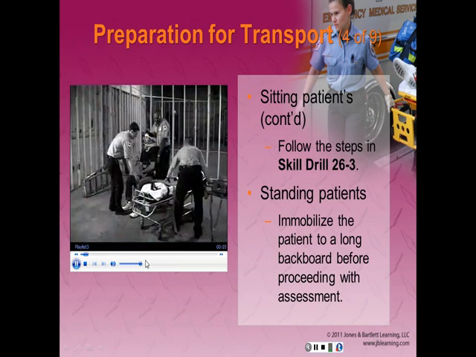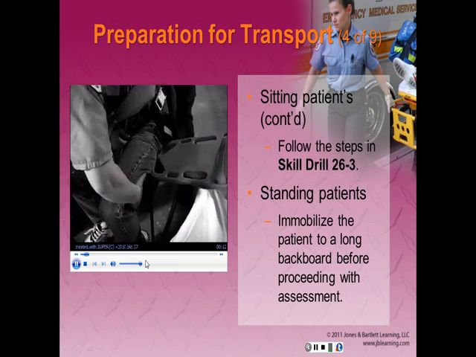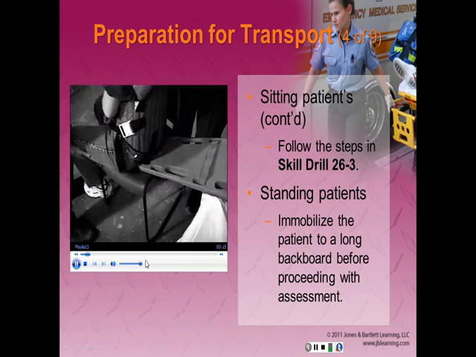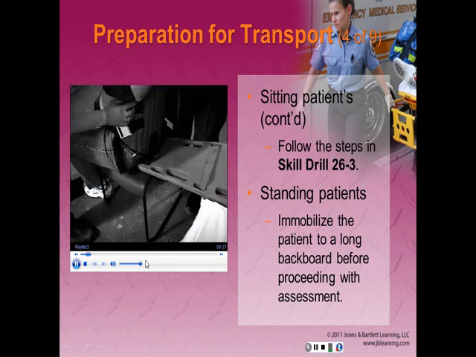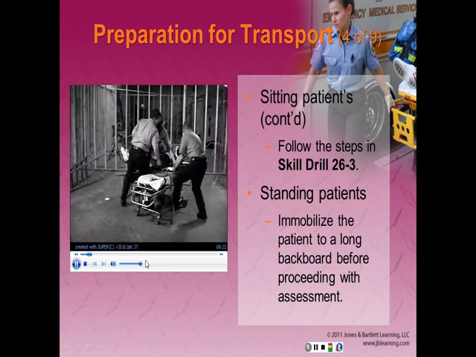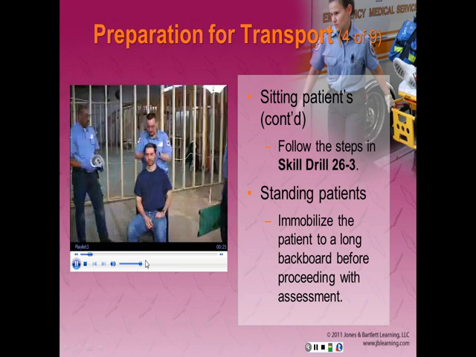Improper handling and treatment of a spinal cord injury may result in paralysis. It is therefore important to exercise extreme caution when handling a patient with a spinal cord injury. If the patient is seated and you suspect a spinal cord injury, follow these procedures.